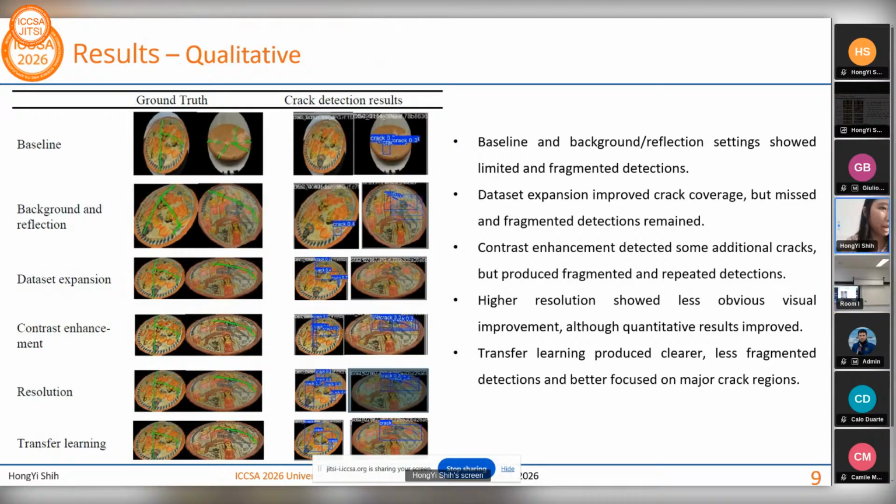Actually, when the model detects the cracks, the result is pretty accurate. The biggest problem of the model is it cannot detect some cracks, especially when the patterns are very complicated. But when the model detects the cracks, it is usually pretty accurate. But it has some repeated detection and fragmented detection.